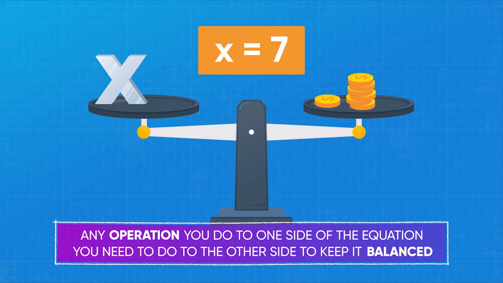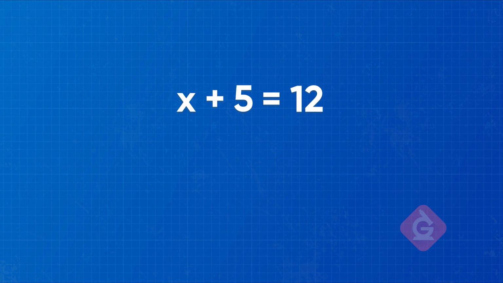Now let me show you how we can do this with numbers. The piggy bank equation was X plus 5 equals 12. Remember that our goal is to get X all by itself on one side of the equation. How would you do that using inverse operations? Well, since we have plus 5 here, let's subtract 5 from both sides.